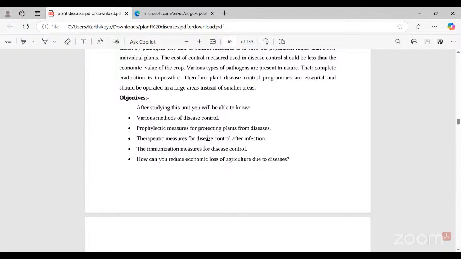Objectives: after studying this unit, you will be able to describe various methods of disease control, prophylactic measures of protecting plants from disease, therapeutic measures for disease control after infection, immunization measures for disease control, and how to reduce economic loss in agriculture due to disease.